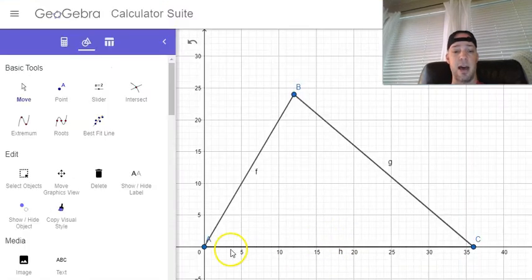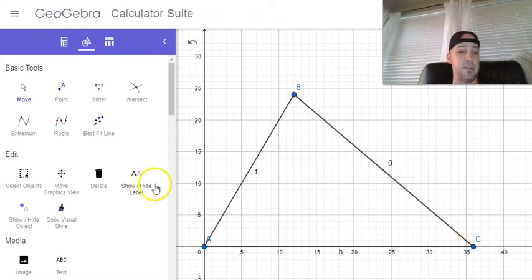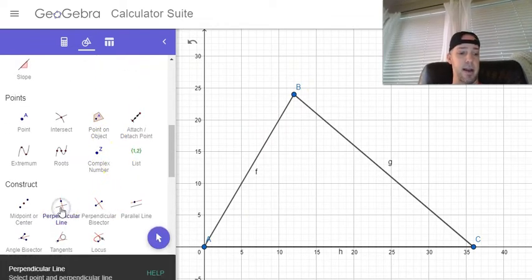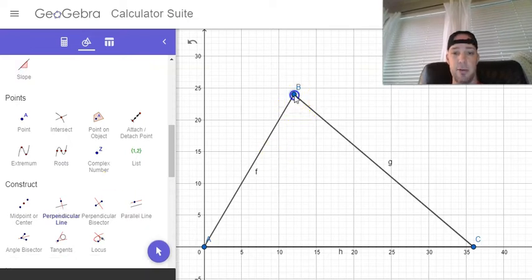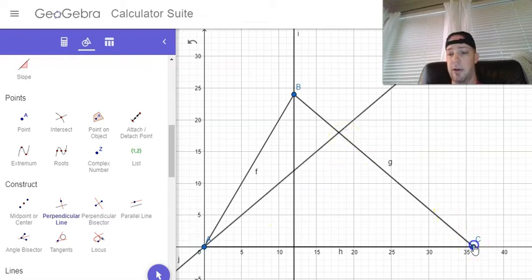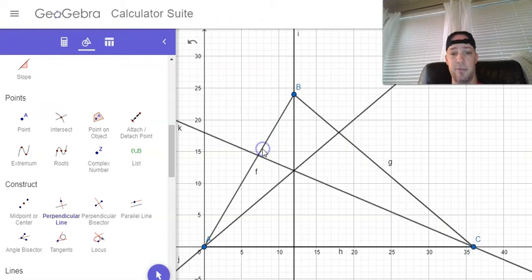Here I have set up the three vertices at (0, 0), (12, 24) for point B, and (36, 0). If I draw some perpendicular lines from each of these vertices to the opposite side, let's go ahead and do that. Where's perpendicular? Perpendicular line: select a point and then the perpendicular line tool. So point and perpendicular line here, point and perpendicular line. This is GeoGebra. It's in the extra resources on the website if you wanted to do this as well. It's a fun little resource.